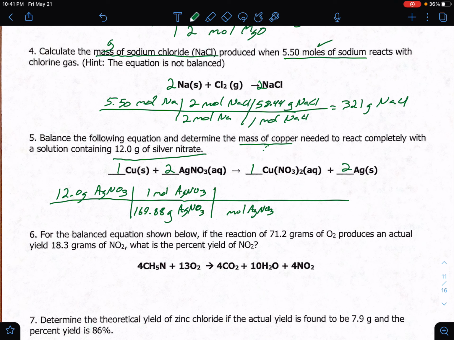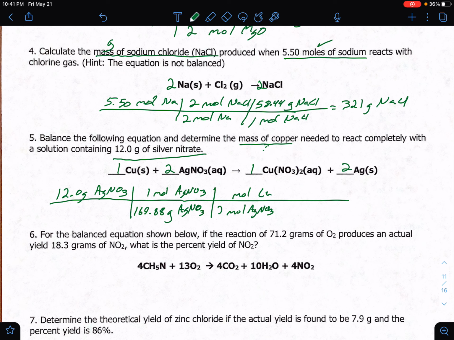Next, I'm going to bring moles of AgNO3 on bottom. And I'm trying to get to copper, so this is going to be my moles of copper on top. I have 2 moles of AgNO3, and I have 1 mole of copper. Lastly, I'm going to bring moles of copper on bottom. And I know that 1 mole of copper equals the grams of copper on top. And copper has a mass of 63.55 grams.